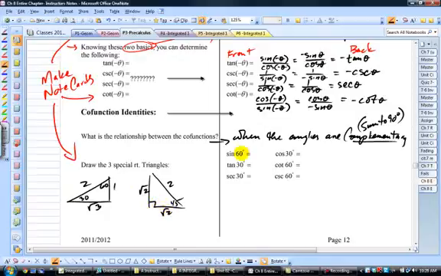Sine of 60 degrees is opposite divided by hypotenuse, root 3 over 2. Cosine of 30 is adjacent divided by hypotenuse, and that's root 3 over 2. And notice that the angles here, 30 and 60, are complementary. So the cofunctions sine and cosine here are equal if their angles are complementary. Just keep that in mind. But is that true for all the cofunctions? Let's take a look at that.